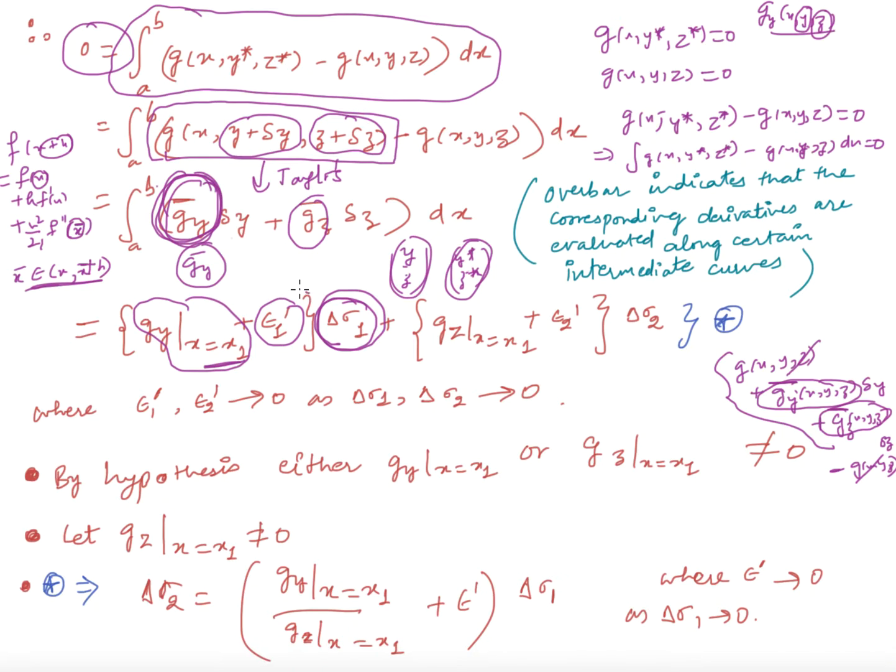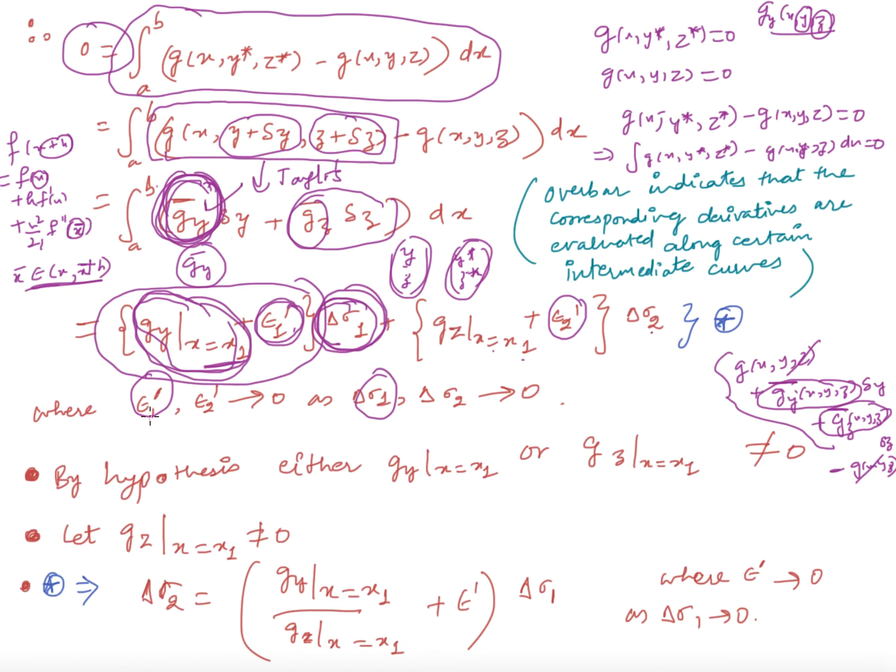I am calling this because I assume that the actual value of this thing differs from this value by an amount epsilon 1 dash, which goes to 0 as this area goes to 0, right? Similarly, this thing is gz at x is equal to x1 plus epsilon 2 dash times delta sigma 2, where epsilon 1 dash goes to 0 as delta sigma 1 goes to 0 and epsilon 2 dash goes to 0 as delta sigma 2 goes to 0, right?